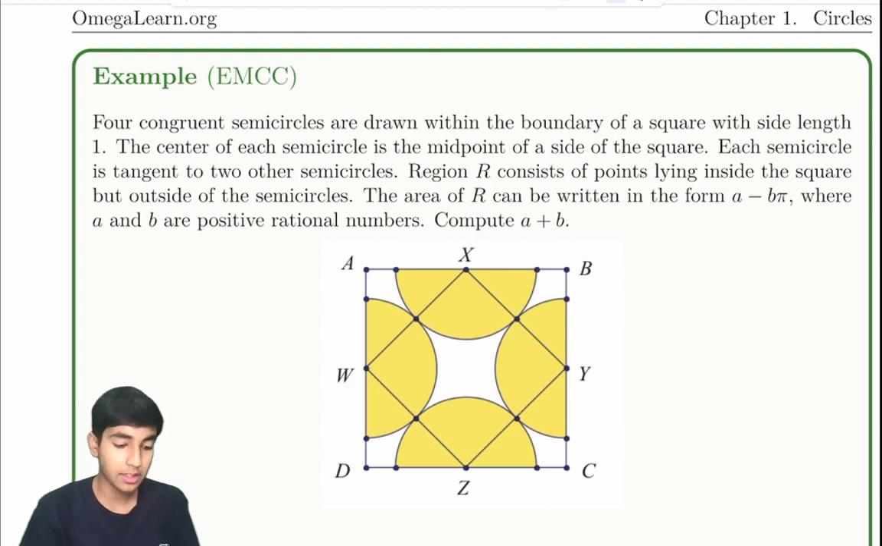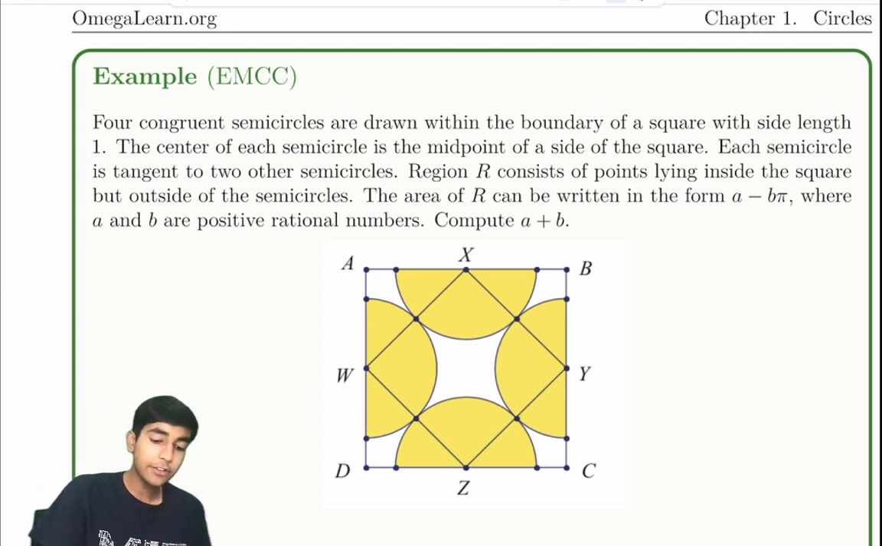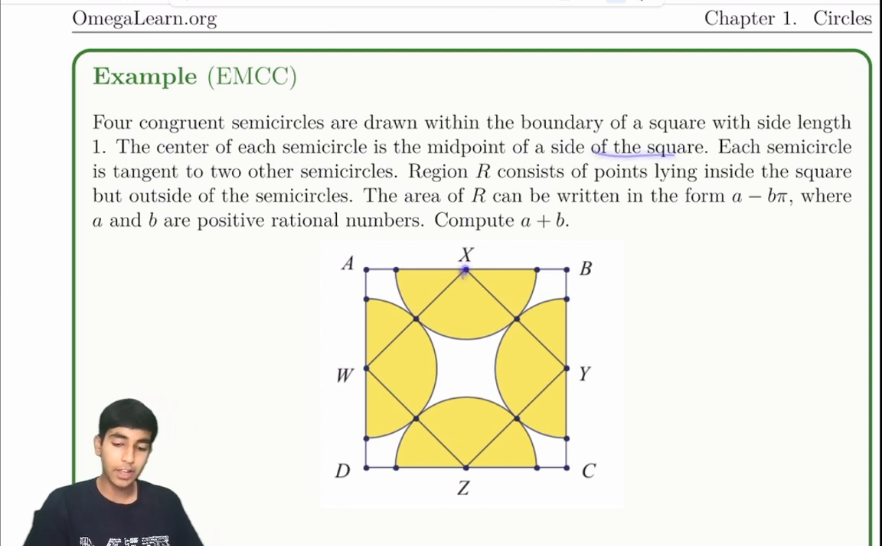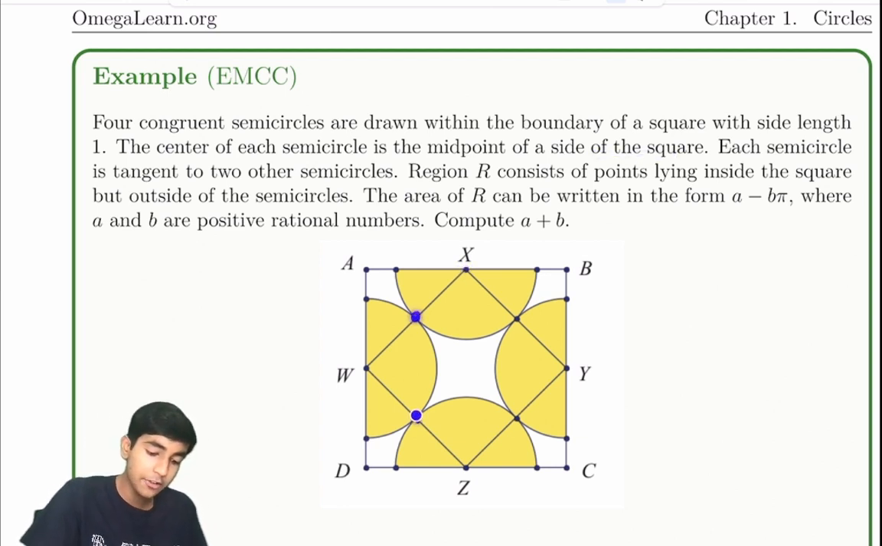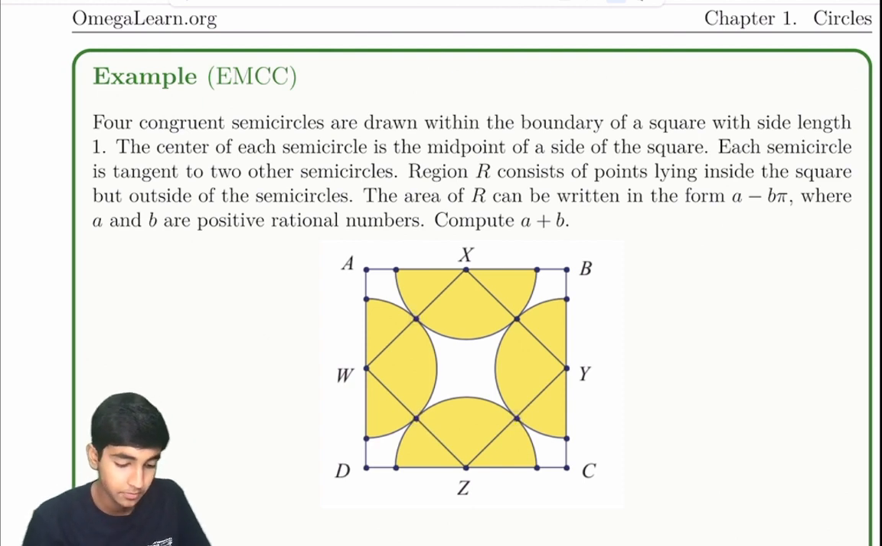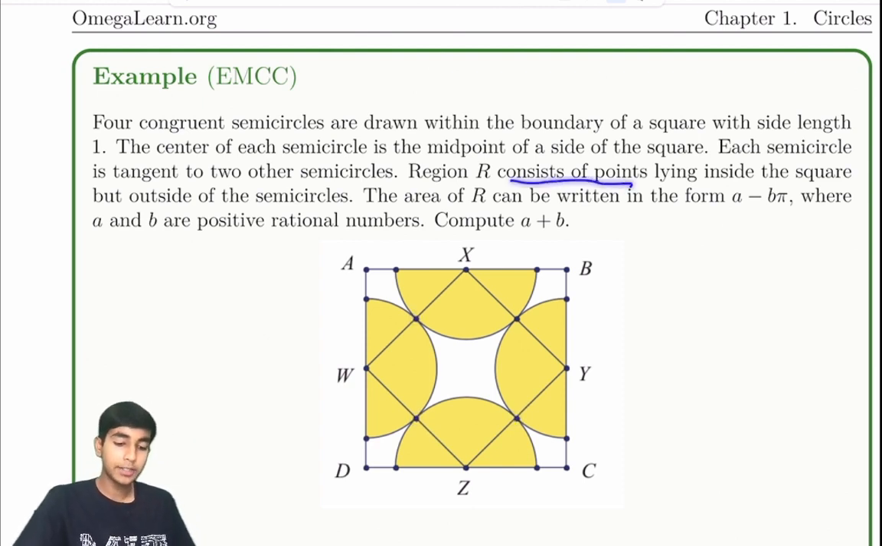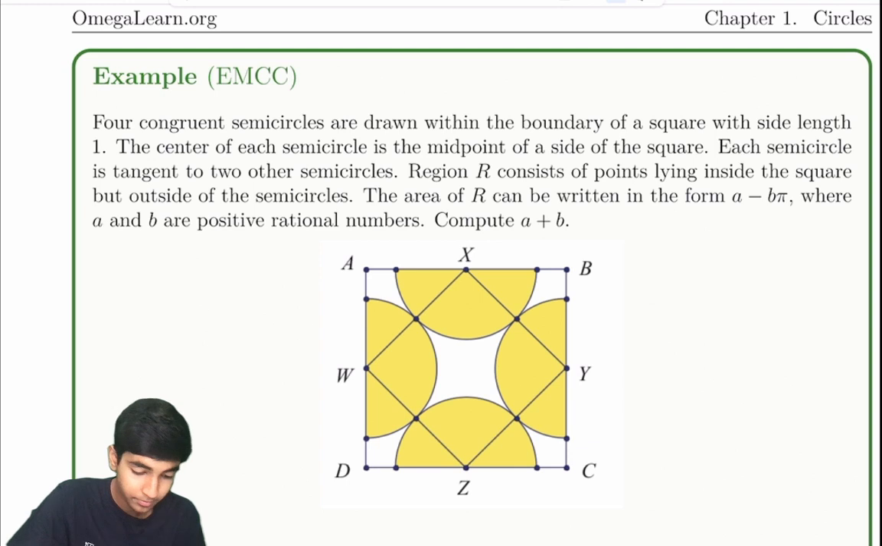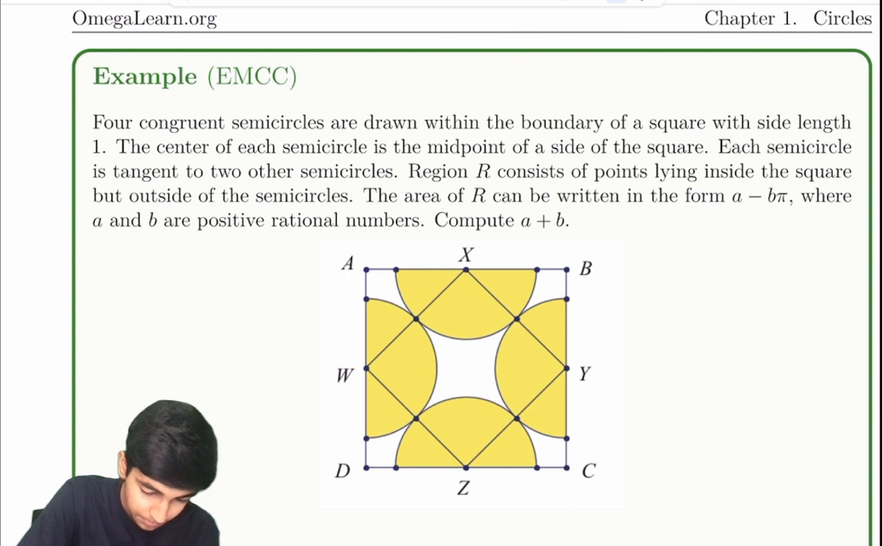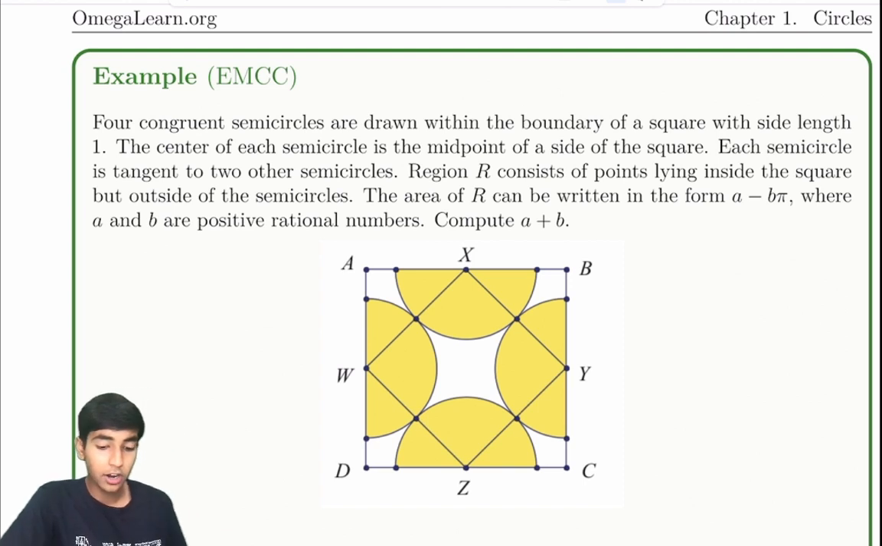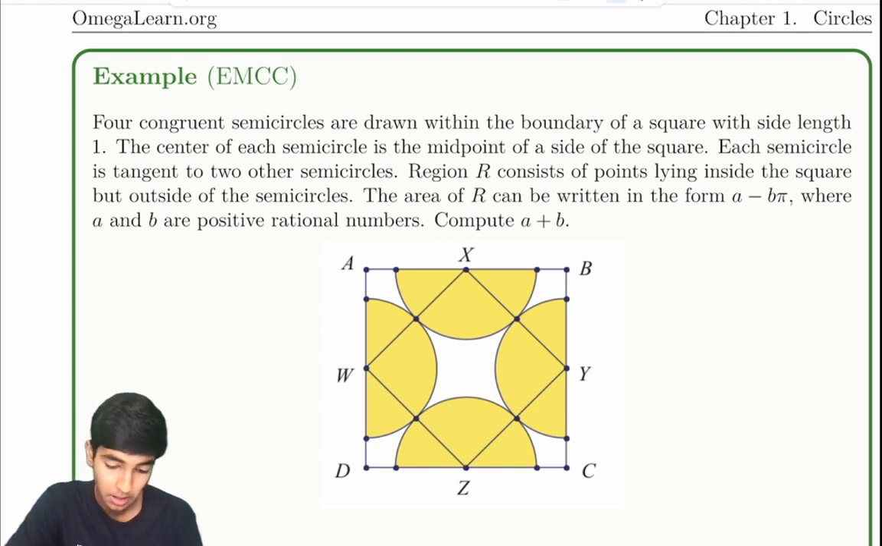Four congruent semicircles are drawn within the boundary of a square with side length 1. The center of each semicircle is the midpoint of the side of the square. Each semicircle is tangent to two other semicircles. Region R consists of the points lying inside the square but outside of the semicircles. The area of R can be written as A minus B pi, and that's what we're trying to find here.